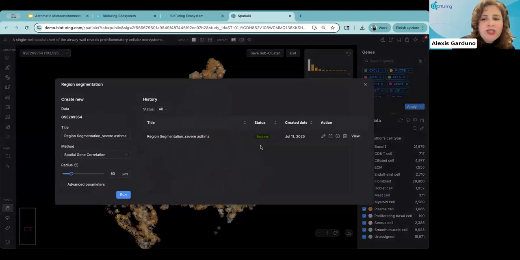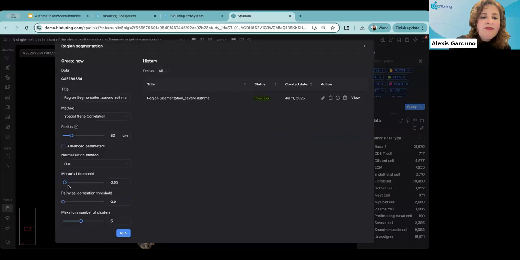So if we go into region, I can show you here, you can add some information on what you're trying to run. So if you're focusing on certain samples, you can subcluster them before you run region segmentation. Currently we have the spatial gene correlation analysis, but we are planning to add other types of methods that you can use to perform this type of analysis. Advanced parameters are more related to thresholds that you can add as well. That might be specific to the tissue that you're working with, so you can adjust those thresholds for that methodology.